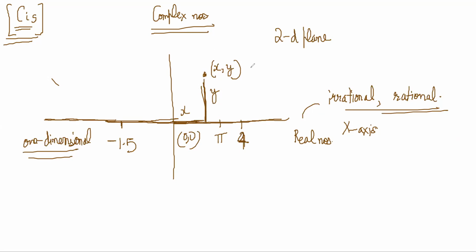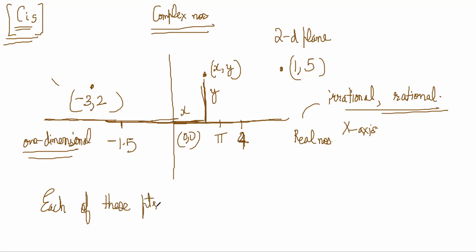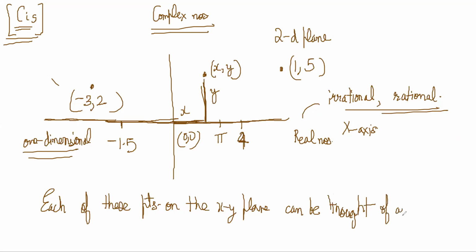So what about these points? What about any arbitrary point, 1, 5, -3, 2, right? Each of these points on the xy plane, no matter where it is, any quadrant, can be thought of as a complex number.